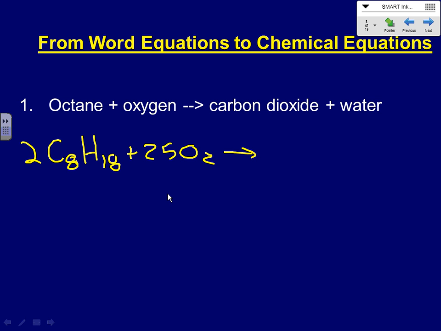2 C8H18, 25 O2, to produce, yep. 16 CO2. And 18 H2O. I'm not going to quickly do a check on all those. You guys check for me. Do we like it? We like it? Excellent. Got a thumbs up. Good work.